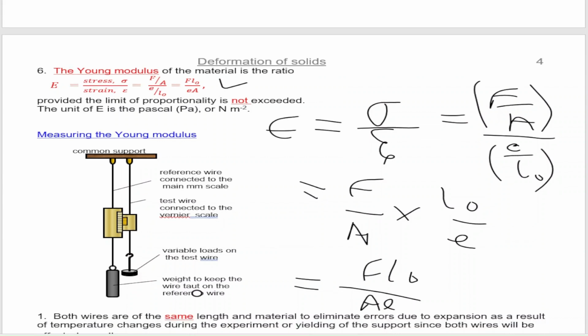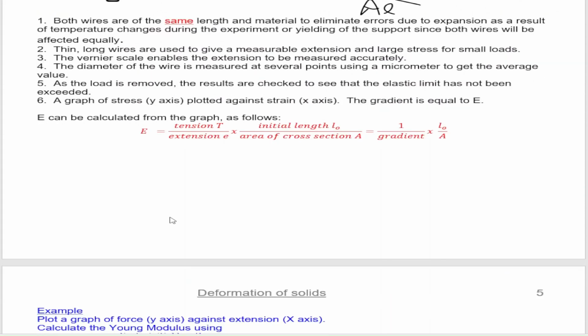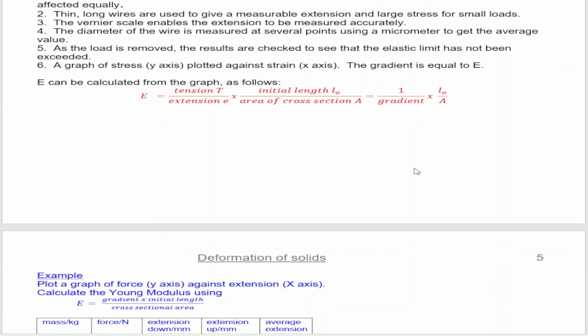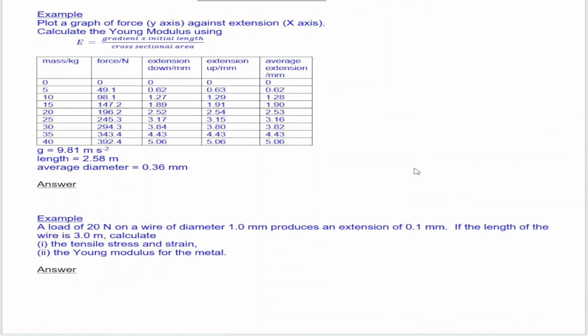Now we're going to plot a graph of stress versus strain. Then you're going to find the gradient of that graph. So this is an example of somebody who has already done the experiment. With the force, they measure the extension, force, measure the extension, and so forth. And then they are going to calculate Young modulus from the graph.